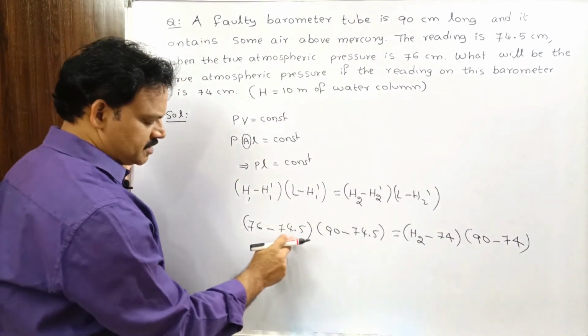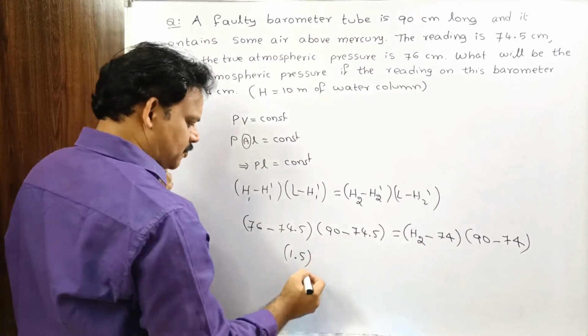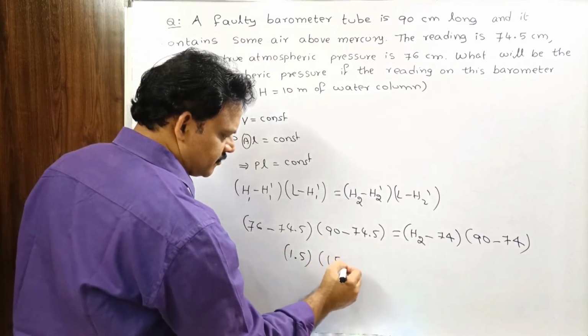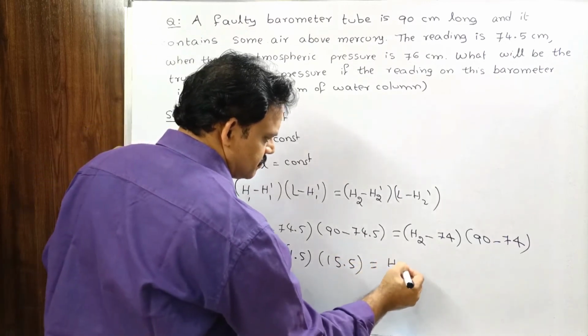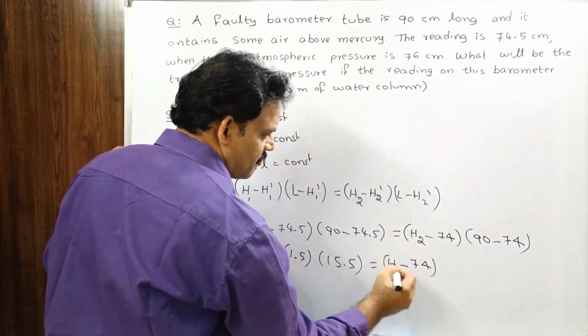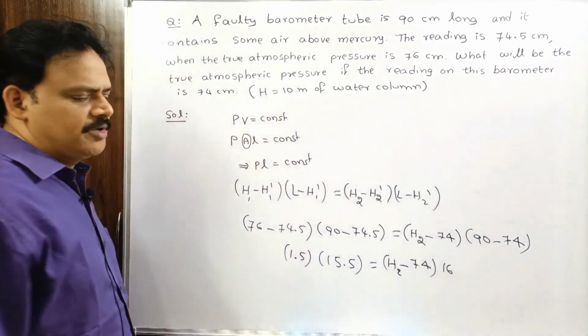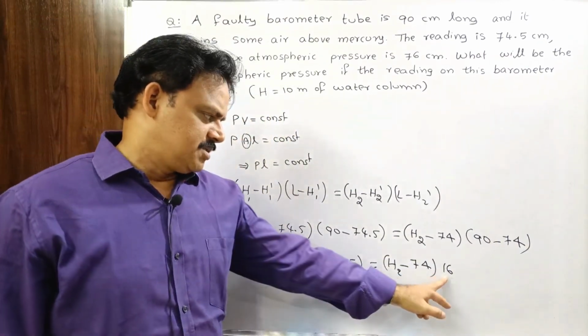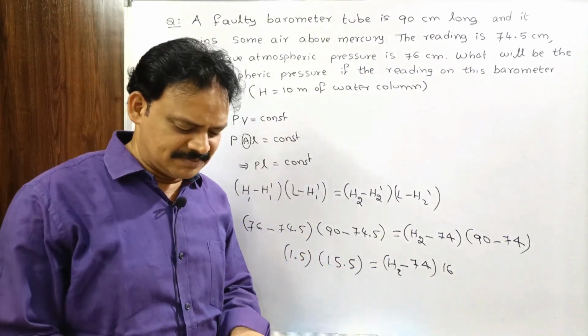So here the difference is 1.5, and 90 minus 74.5 is 15.5, which is equal to H2 minus 74 into 90 minus 74, that means 16. Hope you can do this problem, very simple. 16 comes to this side as a division, and you are going to get the H2 value very easily. Okay.